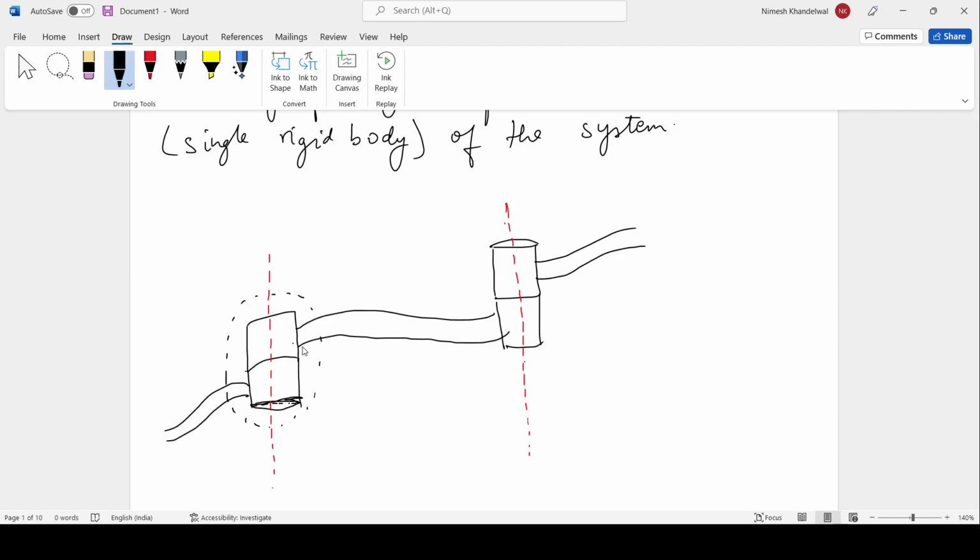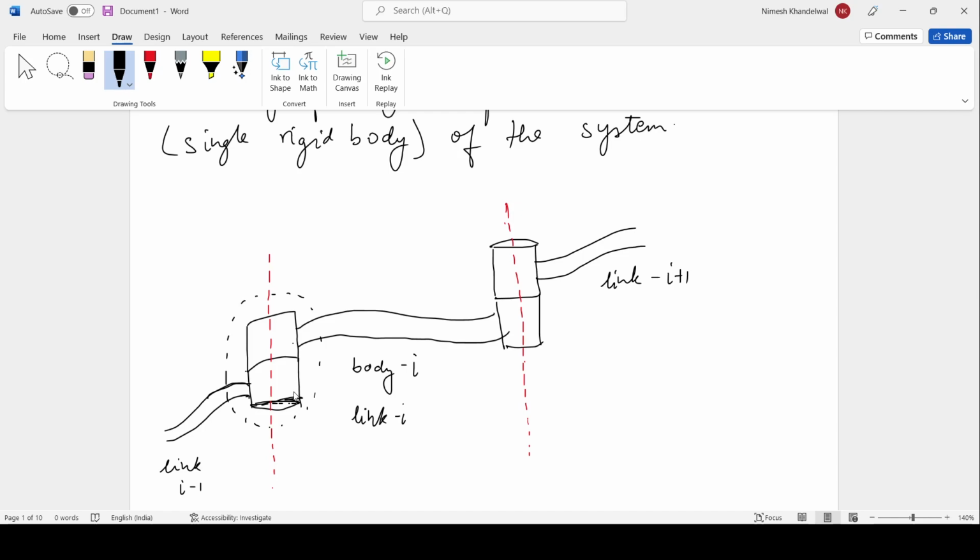So how we start assigning frames is that before assigning frames we need to assign a number to each body, right? So I call this the ith body, body I or link I, and this is link I plus 1, and this is link I minus 1.